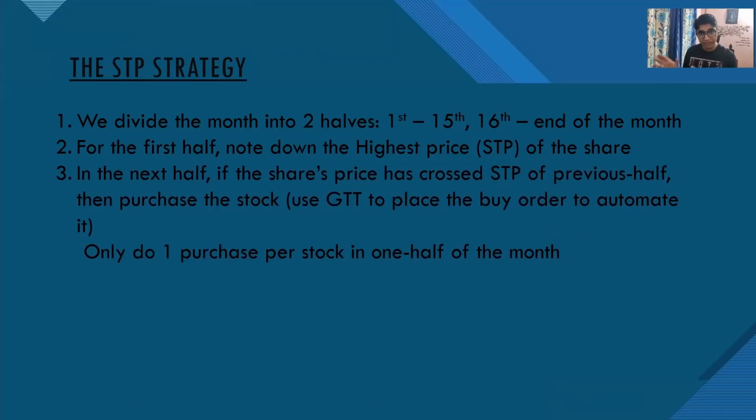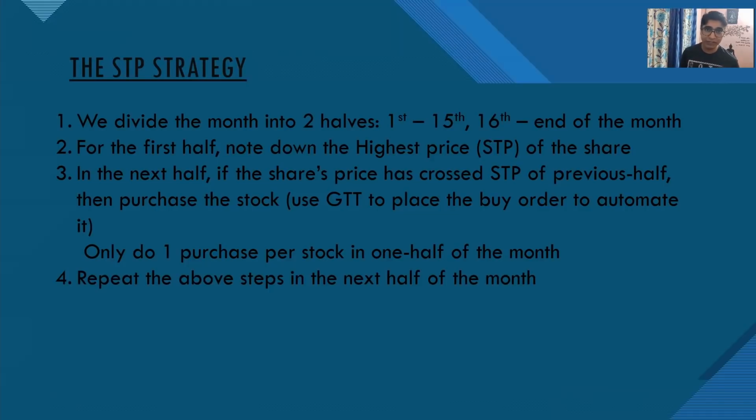So for that 15 days, we'll use a Google Sheet to track it to find the price. And in the next 15 days, so if we track it from 1st to 15th, from 16th onwards we'll start trading in it based on if the market price of a stock goes above the high of the previous 15-day slot, that STP point. So if it crosses it, we will buy the stock. And we'll only buy one stock in that one cycle of 15 days. We'll not buy it multiple times if it keeps going up.